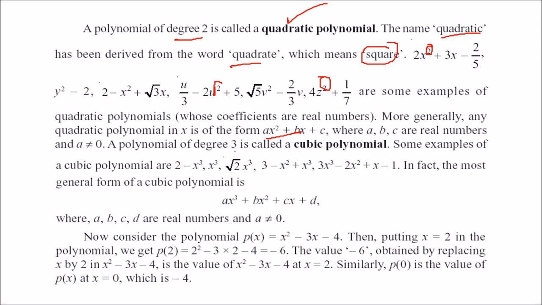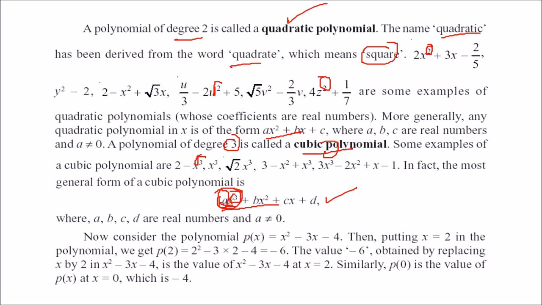But if we have a polynomial with degree 3, then we call it a cubic polynomial, because the highest power is 3. So ax cube plus bx square plus cx plus d is the cubic polynomial. Why is it cubic? Because the highest power is 3, and you should know that a cannot be 0. Otherwise the x cube term will vanish and it will not remain cubic, but will become quadratic.